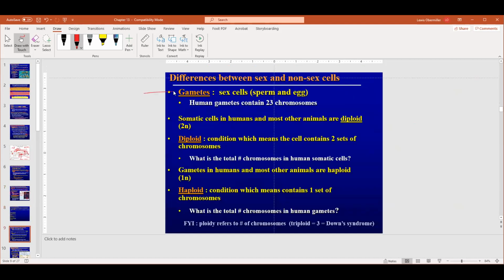All right, so these are terms you're going to need to know. Gametes refer to sex cells, right? So gamete is a fancy name for, in humans, a sperm or an egg. Diploid, ploidy is the number of sets of chromosomes we have.